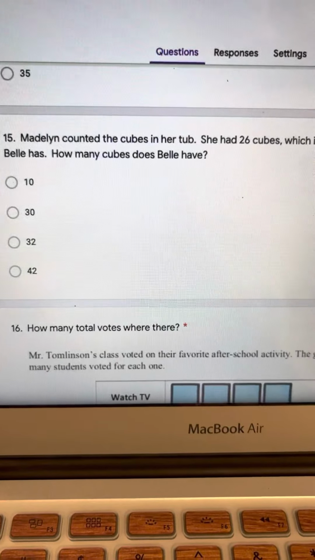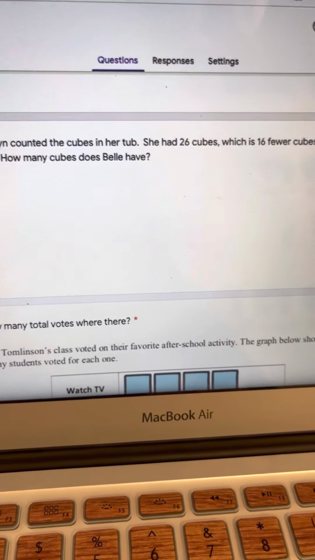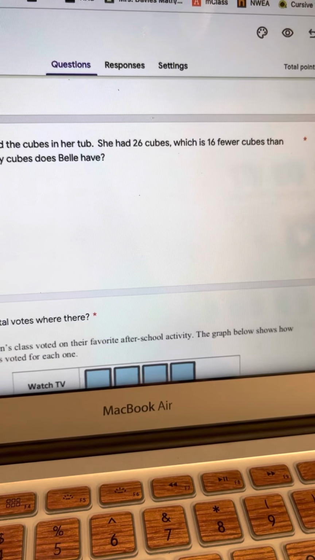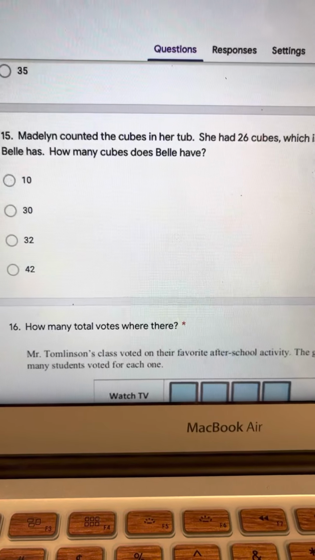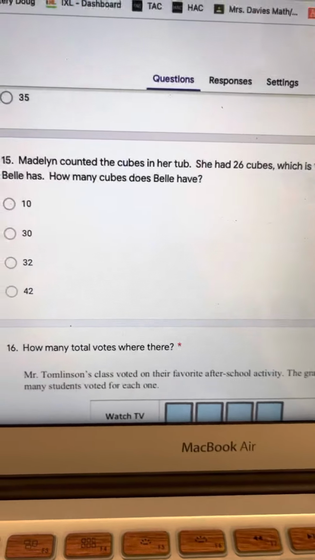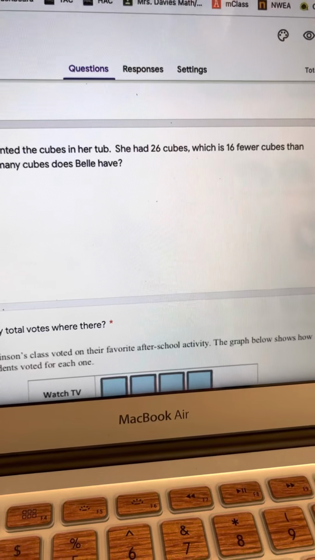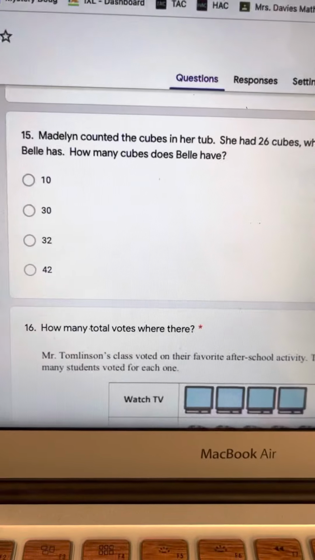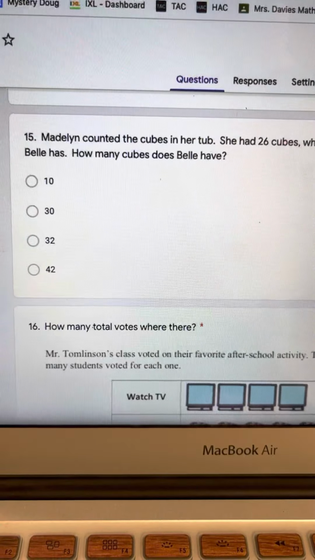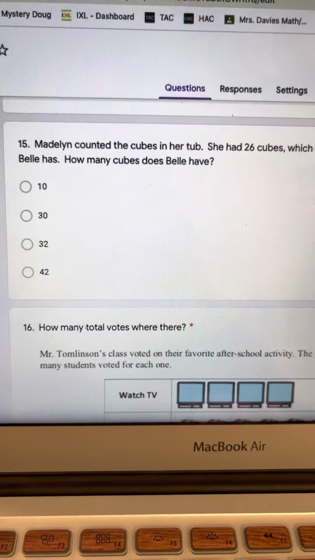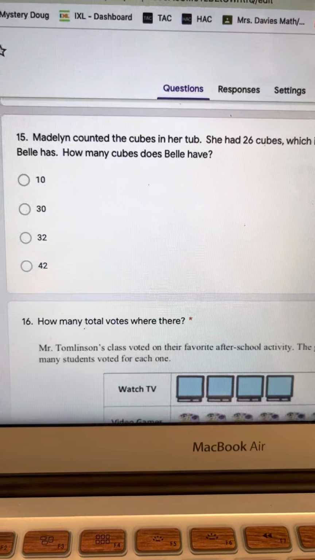Number 15, Madeline counted the cubes in her tub. She had 26 cubes, which is 16 fewer cubes than Belle has. How many cubes does Belle have? So Madeline had 26, and that number is 16 fewer than Belle. So if she has 16 fewer than Belle, then what do we know about Belle? She has 16 more. So how many does Belle have?